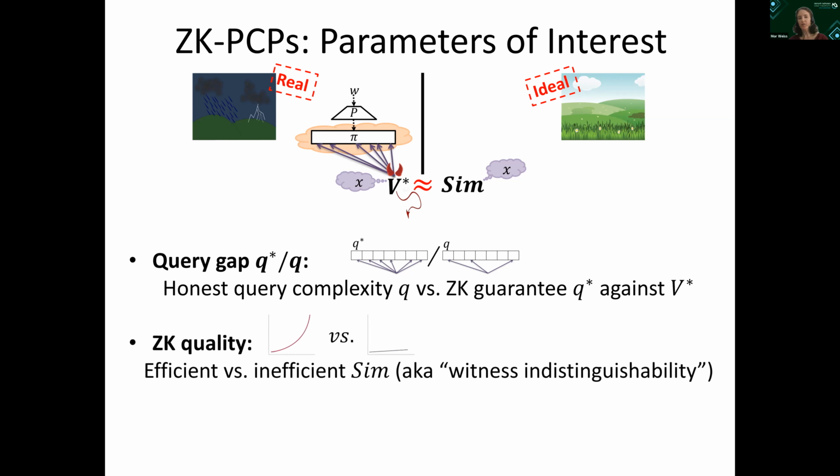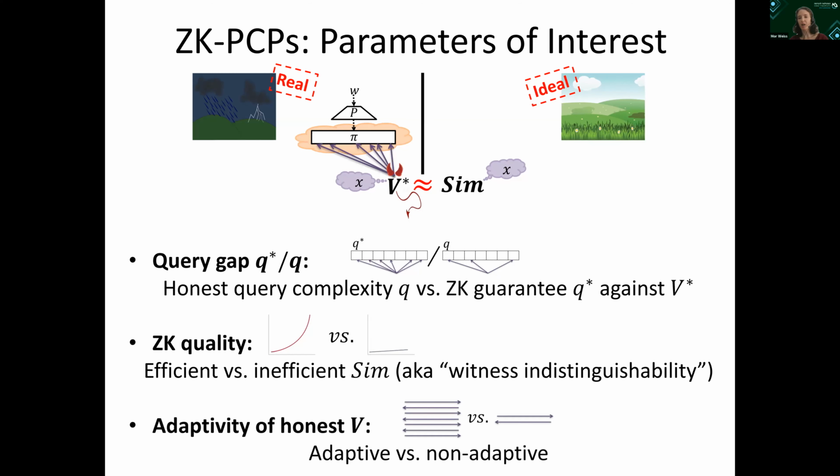The second parameter is the quality of zero knowledge, whether the simulator is efficient and runs in polynomial time or inefficient and runs in exponential time. And the third property is the adaptivity of the honest verifier. How many rounds of interaction, how many rounds of queries does it need to make to the proof to get soundness? And in general, we want a non-adaptive honest verifier that makes a single round of queries to the proof.